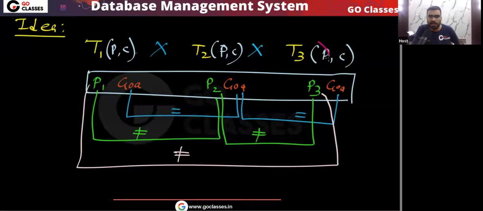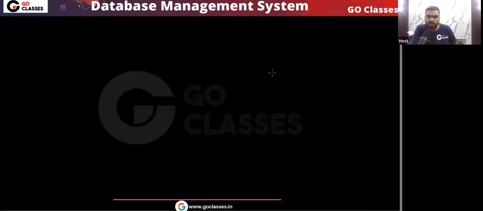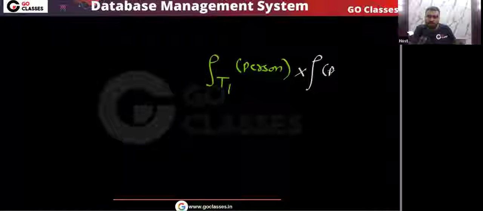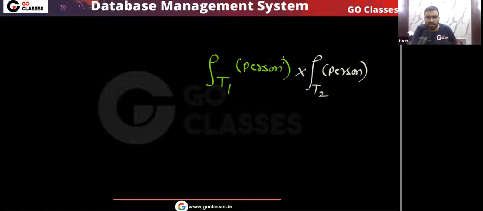This is the overall idea, so let me write the query. First, I will create three copies of the Person table. I will rename this Person table T1, then do the cross product with the Person table renamed T2. Basically I am creating three copies of the Person table, which has PID, person ID, comma city. Very simple.